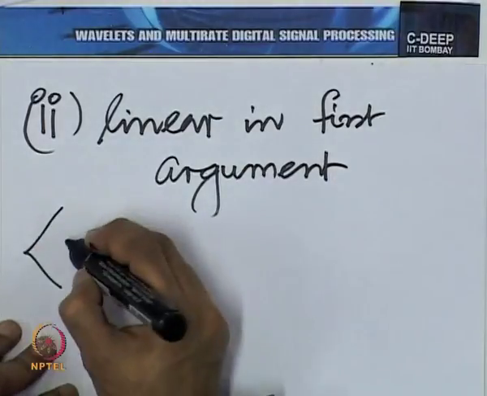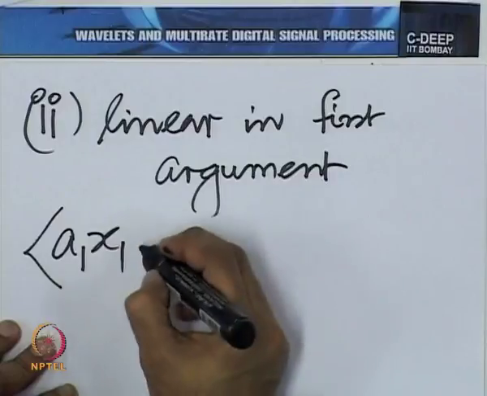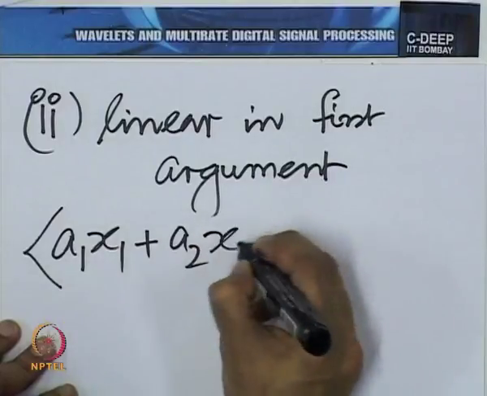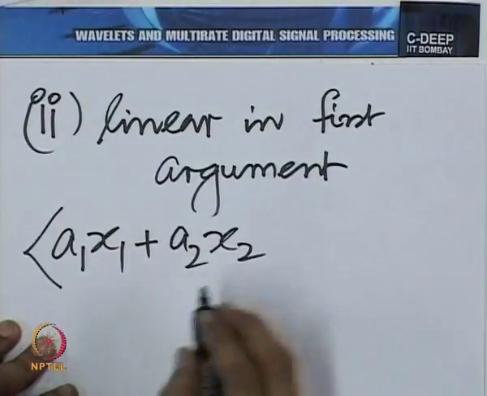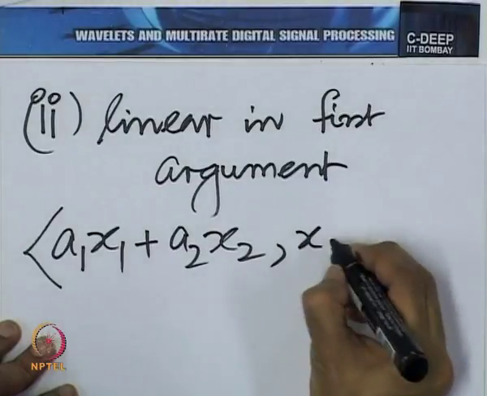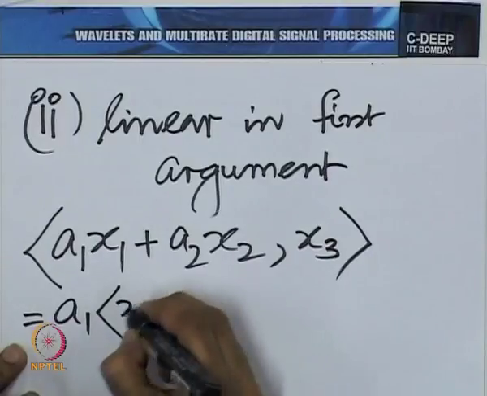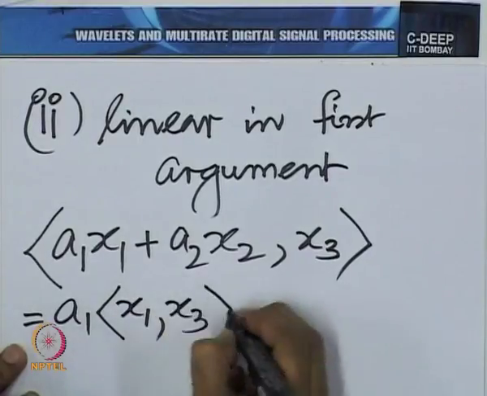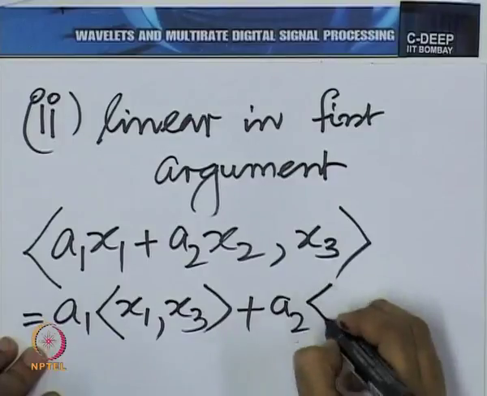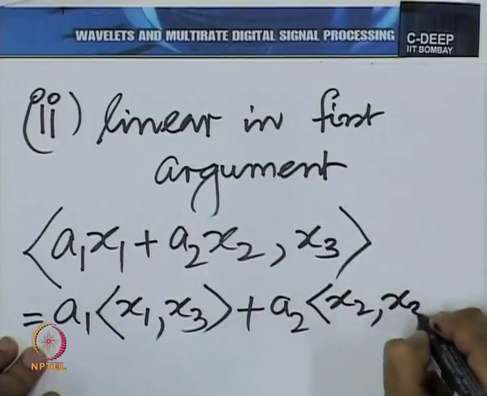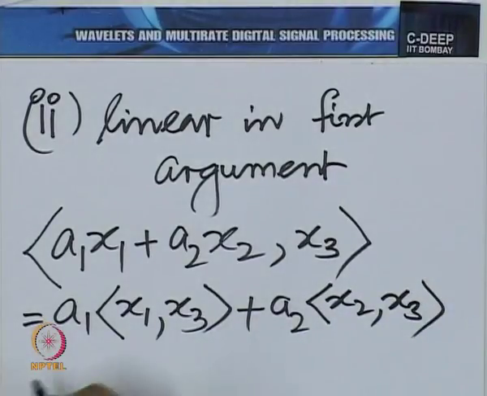In other words, if I take a1 x1 plus a2 x2, where in general a1 and a2 could be complex, and take the inner product with x3, it is essentially a1 times the inner product of x1 with x3 plus a2 times the inner product of x2 with x3. This is the second requirement of an inner product, linearity in the first argument.